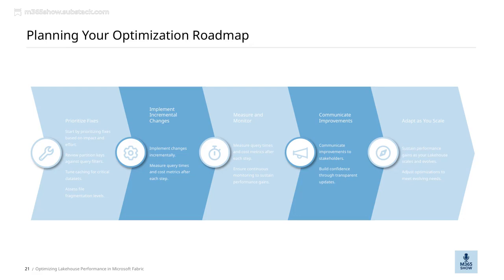Now, let's talk about how to sustain those performance gains as your Lakehouse scales and evolves. It's crucial to regularly adjust your optimizations to meet the changing needs of your workload and data environment. This way, you ensure that your system remains efficient and responsive over time. Next, it's important to communicate these improvements clearly to your stakeholders. Building confidence through transparent updates helps everyone understand the value of the changes and keeps everyone aligned on goals.